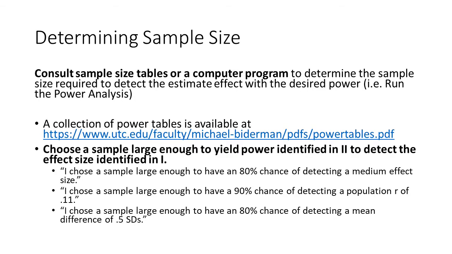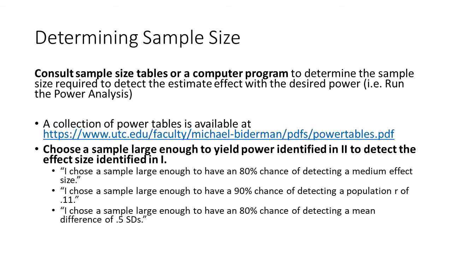So one of the first ways that you can do this to determine your sample size, how many participants you need, is you can consult a sample size table or a computer program. I have a link here to one of my former instructors at University of Tennessee at Chattanooga of a bunch of power tables. Basically, they're tables, and they will show you, okay, let's say I want this effect size with this much power, and it'll take you over to a number, and that's how many participants you need.